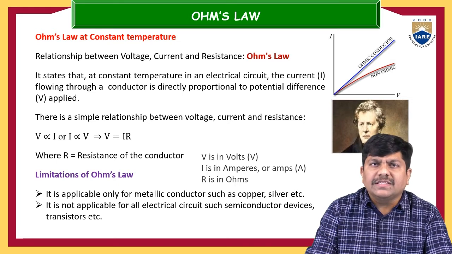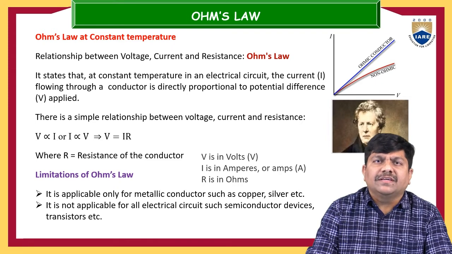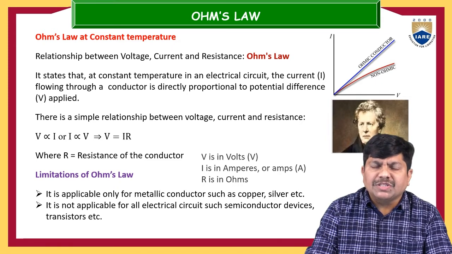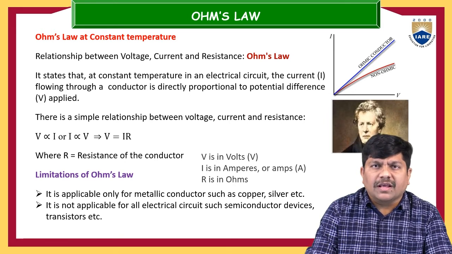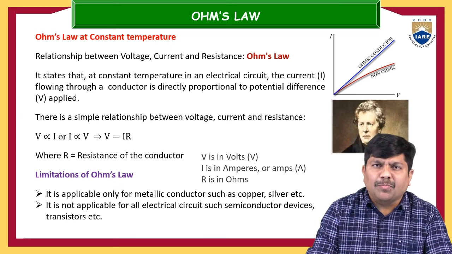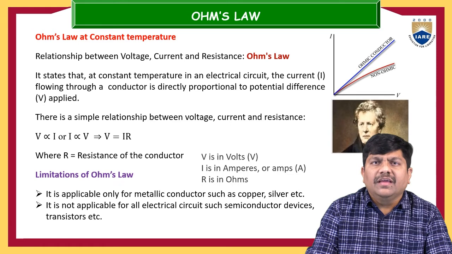Here, the temperature is very important. Let us maintain a constant temperature. At constant temperature only, Ohm's law states that voltage is directly proportional to current, or current is directly proportional to voltage. If we eliminate the proportionality sign, a constant R comes into picture. That is nothing but V = I × R.